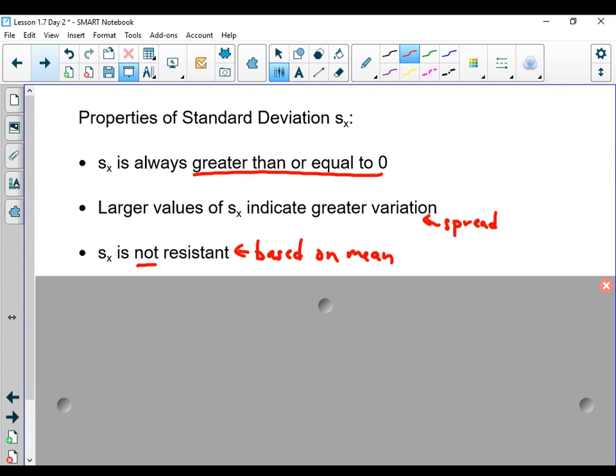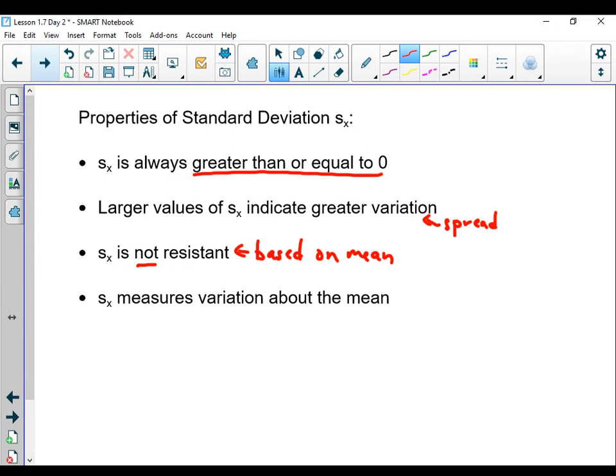So if it's skewed left or skewed right, we don't want to use standard deviation. If it's symmetric, then it's okay to use standard deviation. So those last two kind of tie together.